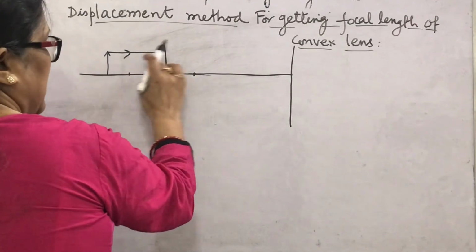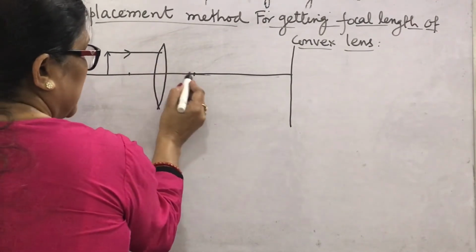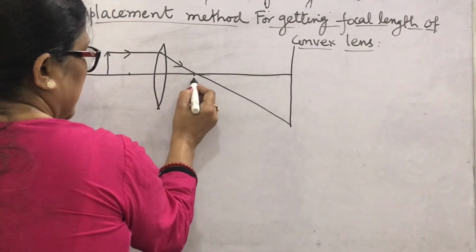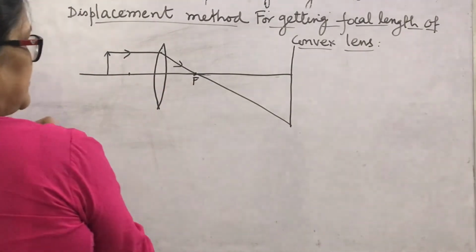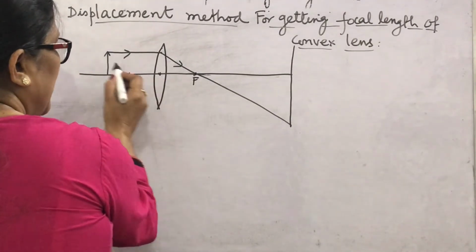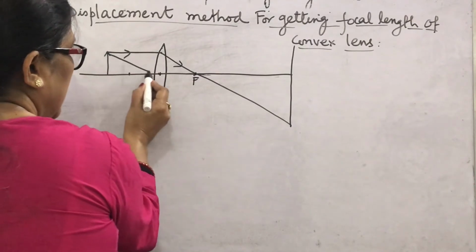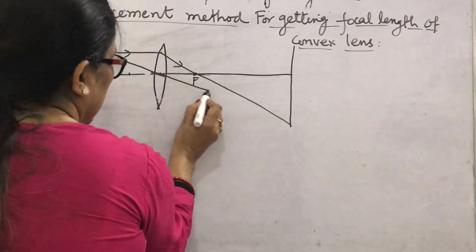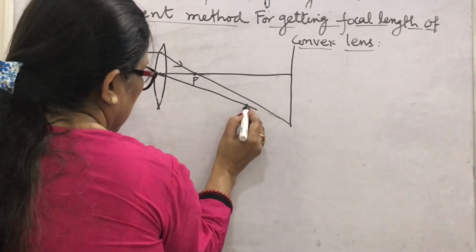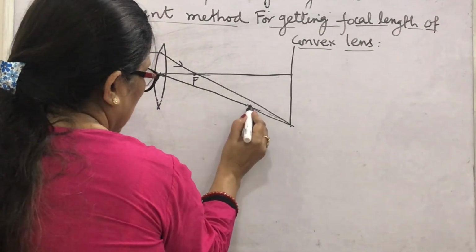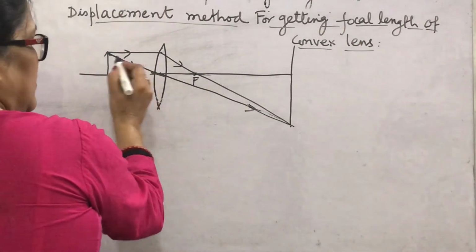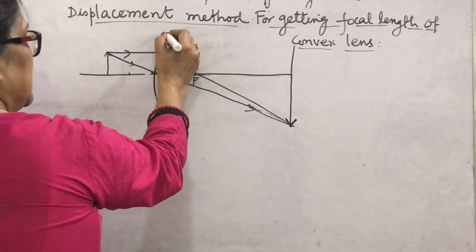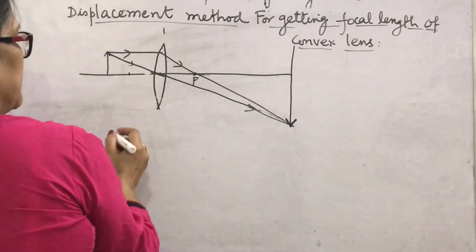If this is the object, then from the object's top, this first ray is parallel to the principal axis, so as per the rule it will pass through the focus and at the screen it will reach here. This is the focus. Another ray will pass through the optical center, then if this is the incident ray passing through the optical center, it will reach the screen here, in this way. So this image is formed in the first situation of the convex lens. This is position number 1.